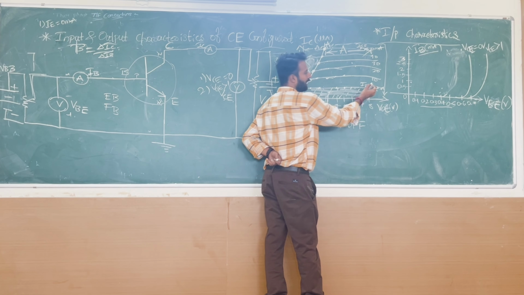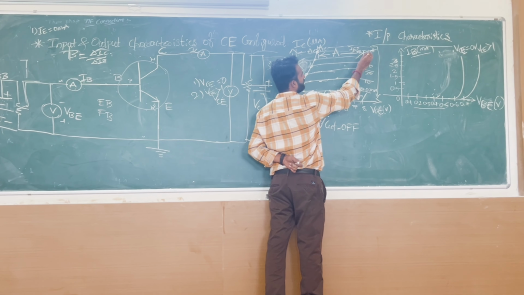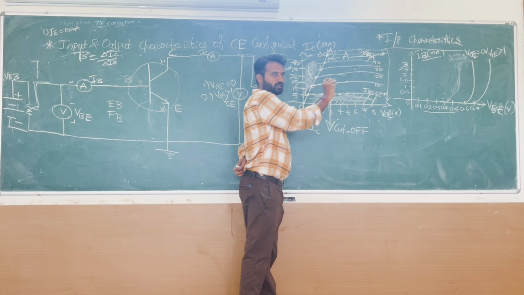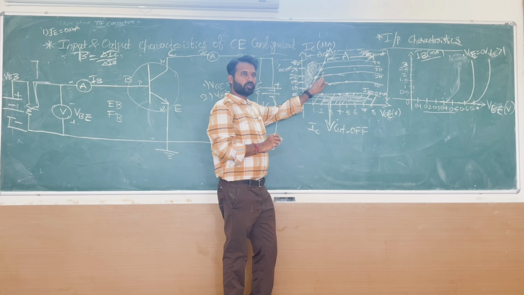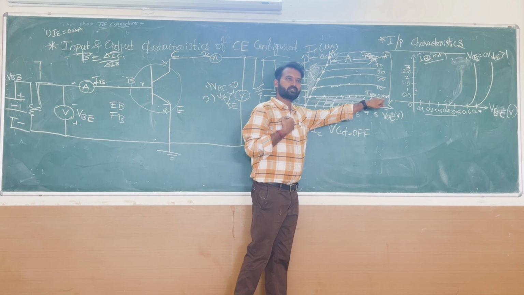So here it is IB. Previously it had IB equal to 0, 10, 20, 30, 40, and IB equal to 50 microamp, whatever. In order to study output characteristics, my first case is IB equal to 0.